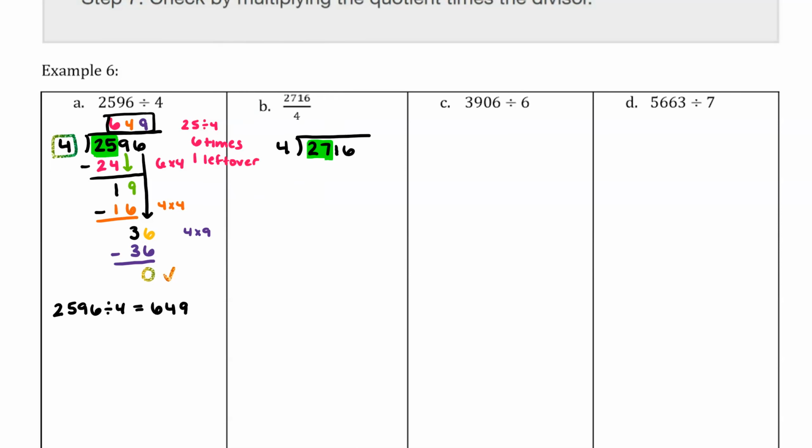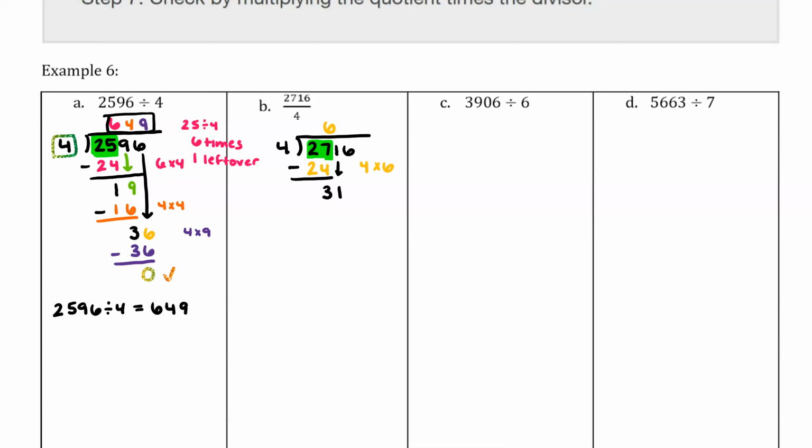So 4 times 6 will make 24. So 6 is going to go upstairs there, and 24 is going to be subtracted. And when I do that, 27 take away 24, I get 3. And now I have to bring down the 1.